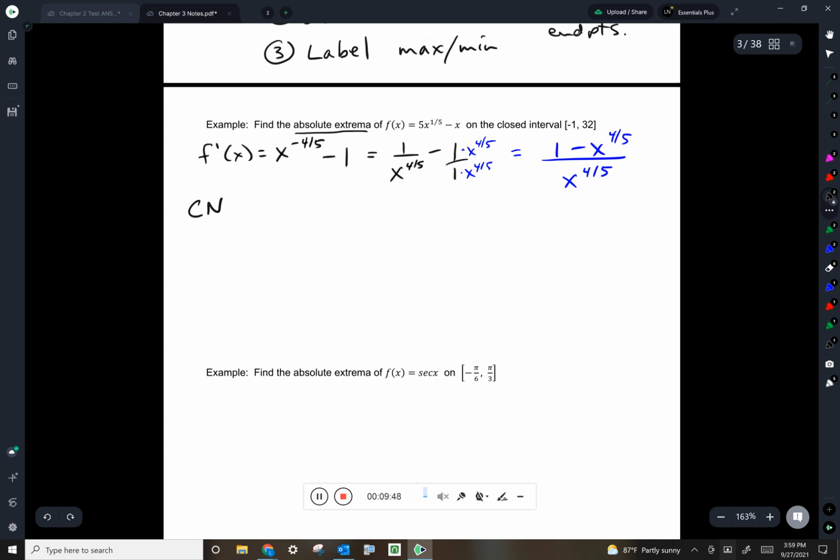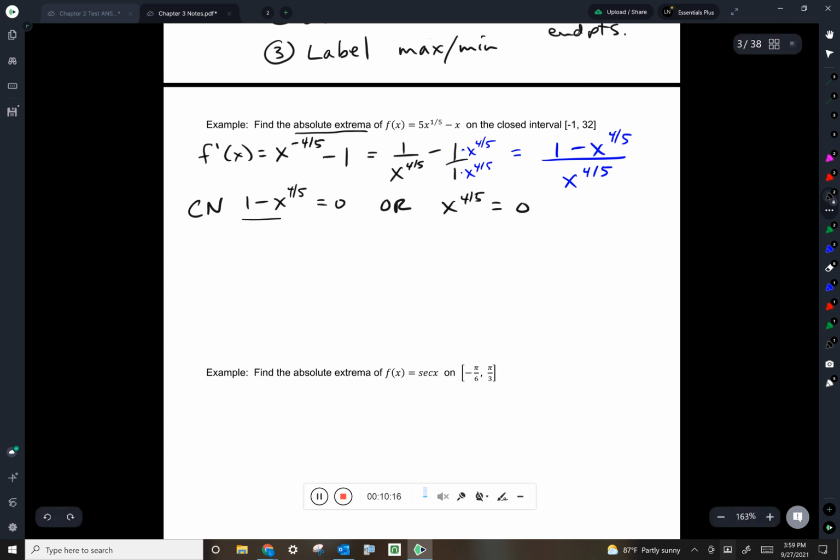Okay, well, so I'm going to say critical numbers are when that derivative equals 0, right? Well, remember how we said a fraction can only equal 0 if the numerator is 0. So the critical numbers are going to be whenever 1 minus x to the 4/5 is 0. So that would be when the derivative is 0. Or what would make the derivative be undefined? Well, wouldn't that be if the denominator is 0? So, or if x to the 4/5 equals 0.